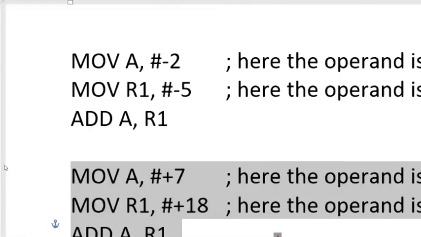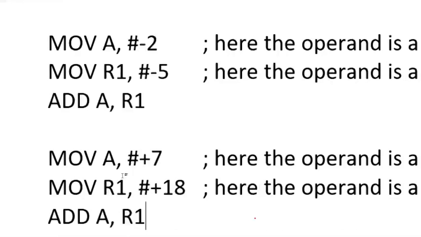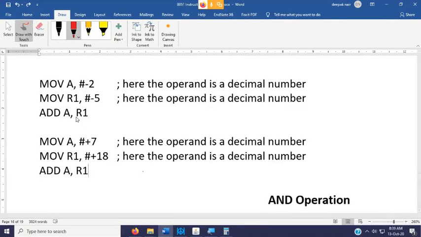For example, here we have 7 and 18, which is 12. 7 is going to be written like 0 0 0 0 0 1 1 1. And 18, which is 12, 12 means 0 0 0 1 2. So 0 0 1 0.